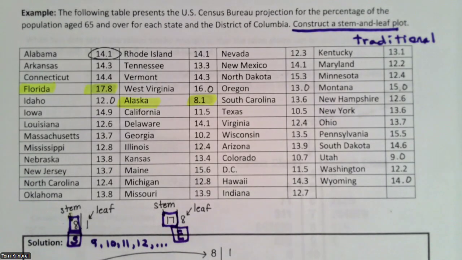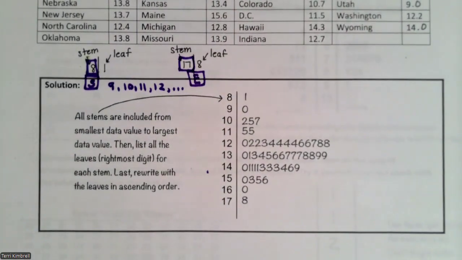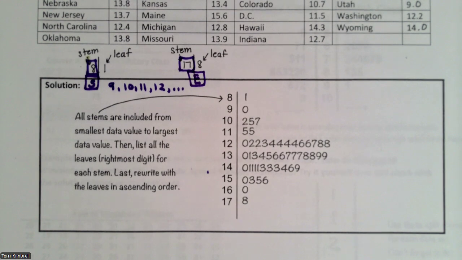Okay. So when you draw this right here, all stems are included from the smallest data value to the largest. Then you're going to list the leaves, which is your rightmost digit for each stem. They have to be in ascending order, which means we're going from lowest to highest. Now, the best way to do this is to mark these off as you have completed it. And I'm also going to show you how you can sort this information into your calculator.